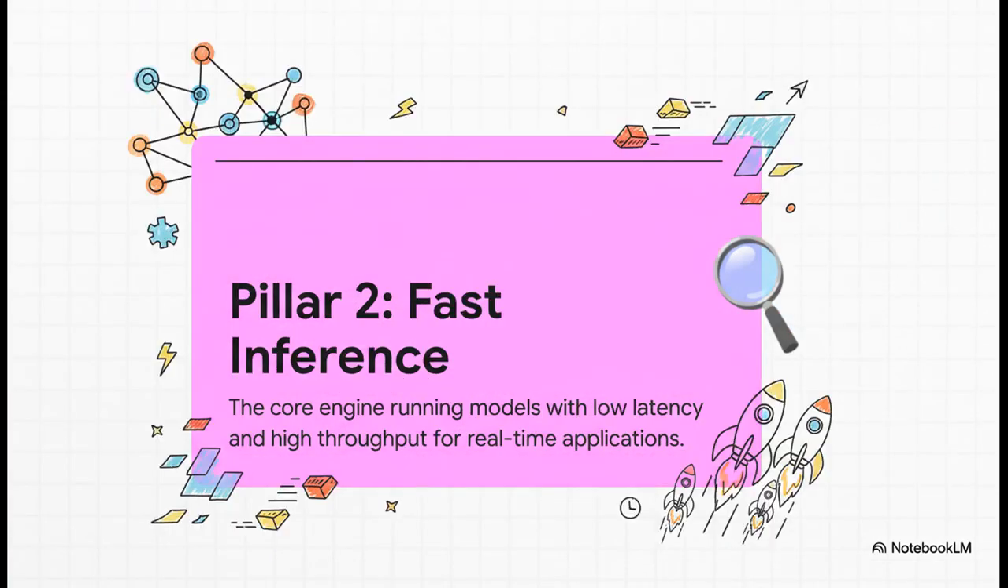The second pillar, and this is arguably the most important one, is fast inference. This is really the heart and soul of the platform. Fireworks has this incredibly optimized engine that's built from the ground up to run these giant models with super low latency. This is the magic that makes things like real-time chatbots feel instant and snappy, not laggy and frustrating.